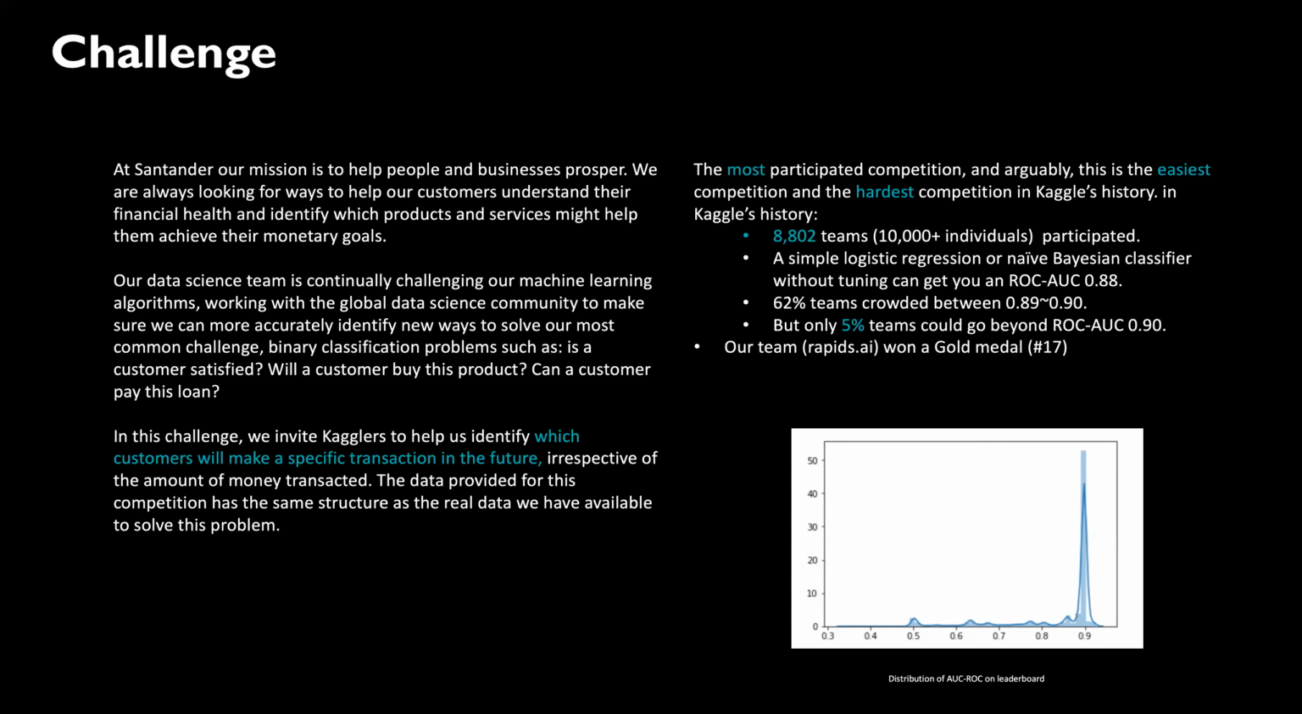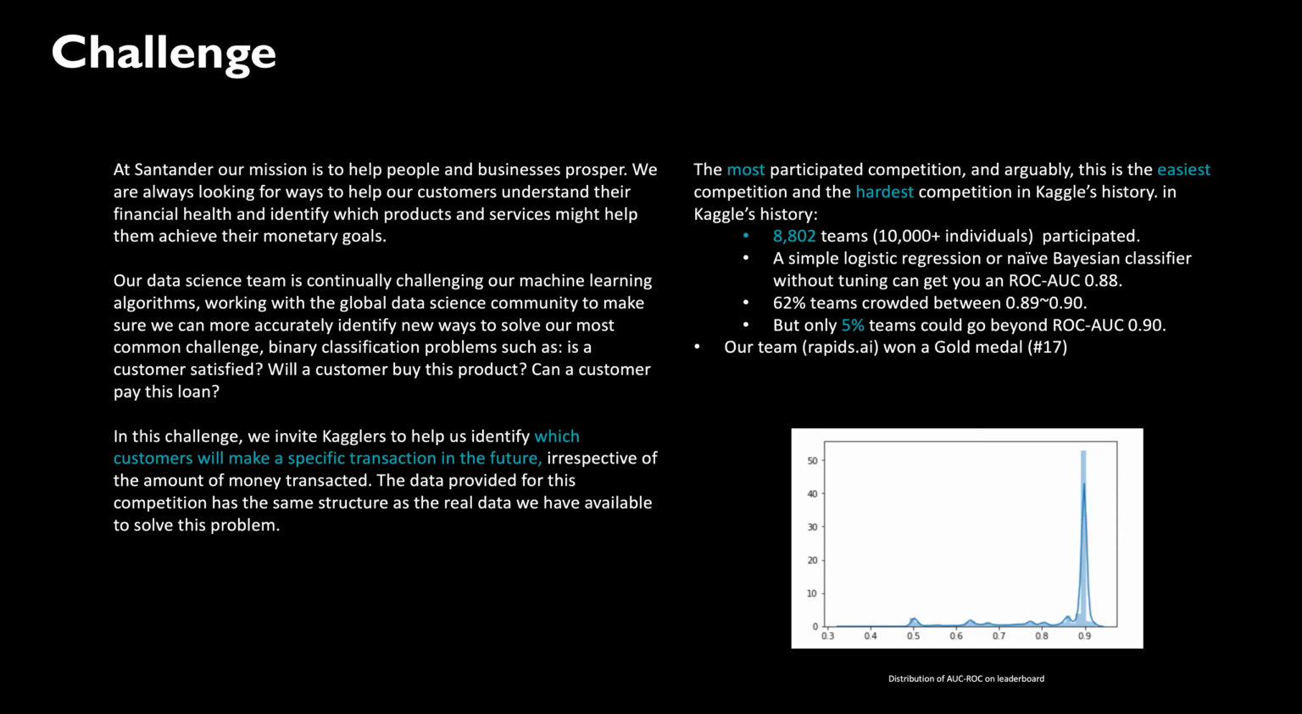And arguably, this is the easiest and the hardest competition. By easiest, what I mean is everybody can jump into the competition and get a decent result, even with a simple model such as naive Bayesian or logistic regression. You can easily get ROC AUC 0.88 with no effort. But most of the people got stuck there. Only 5% of teams could go beyond the ROC AUC of 0.9, including us. And our team eventually won a gold medal with a rank of number 17 in this competition. But in order to get there, we went a long way.